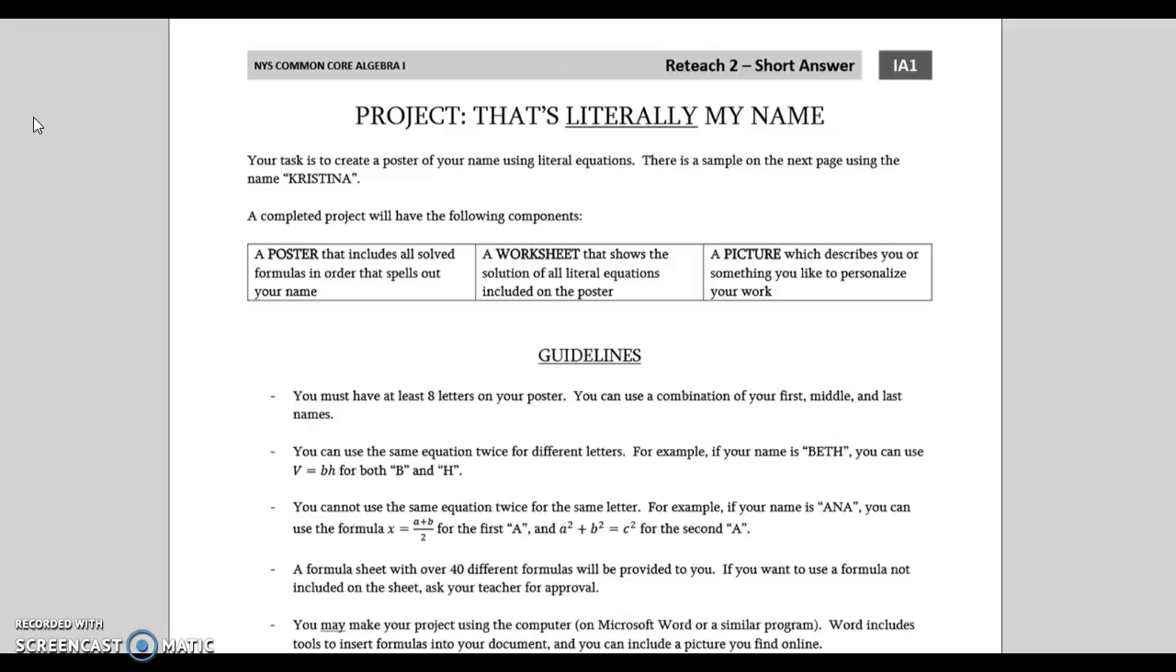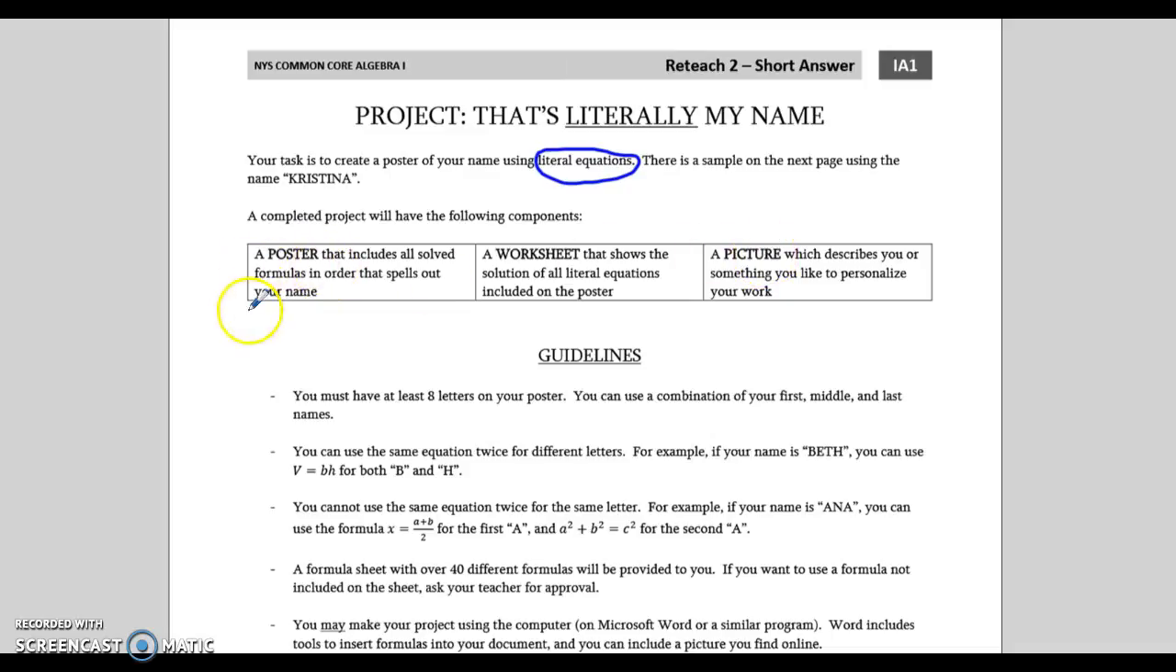Hello students, this is a video to help you with the project that I handed out, which is called That's Literally My Name. The task is to create a poster of your name using literal equations. We know that equations that have multiple variables in them are called literal equations. There's a sample on the next page using the name Christina, but let me talk about the components first.